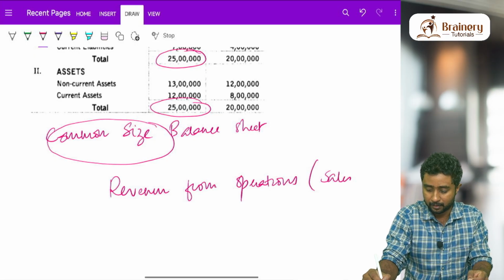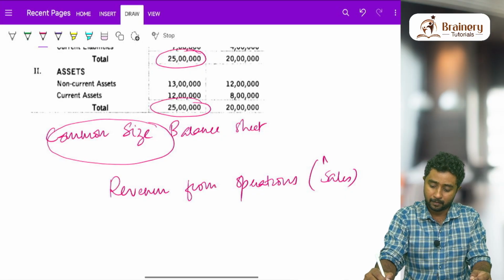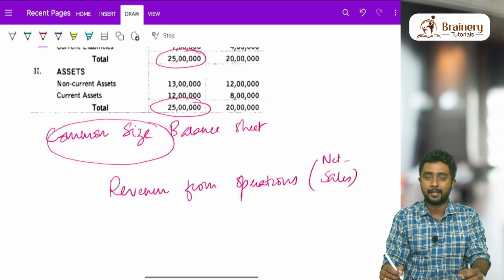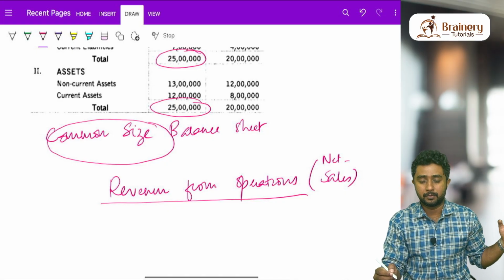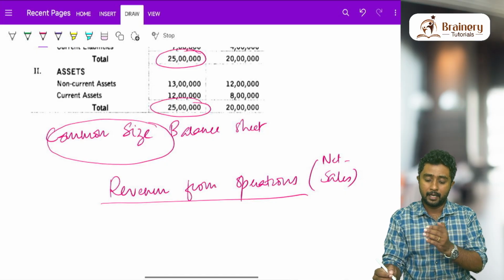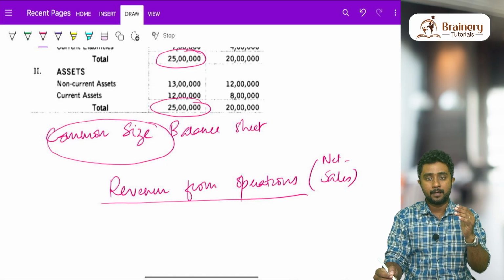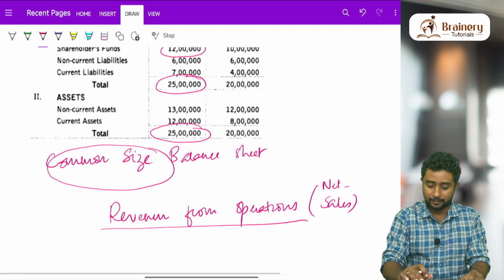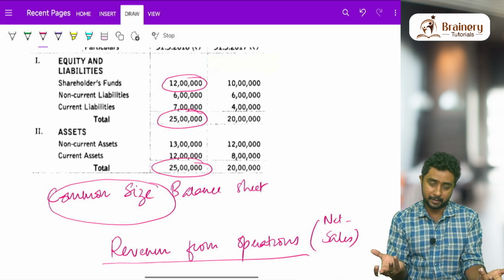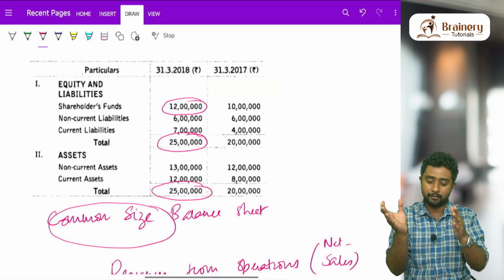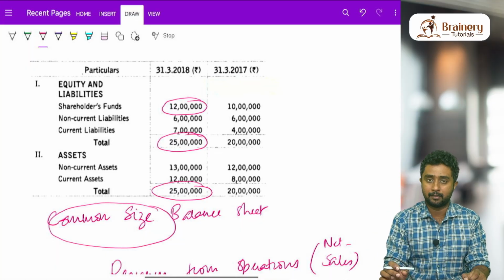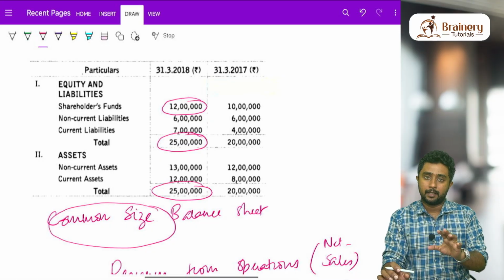Revenue from operations is basically your sales, or net sales as we can call it. So revenue from operations will be the base value when it comes to the statement of profit or loss, and when it comes to the common size balance sheet, the base value will be the total of assets or total of liabilities, because basically both are the same. So we are not comparing the current year value with the previous year value in this particular statement. That is how it is prepared.